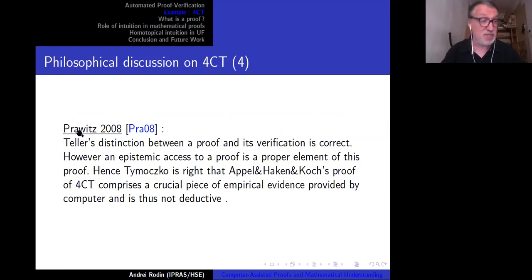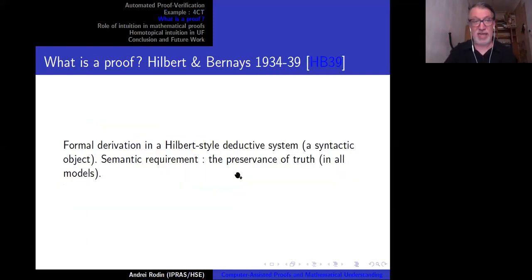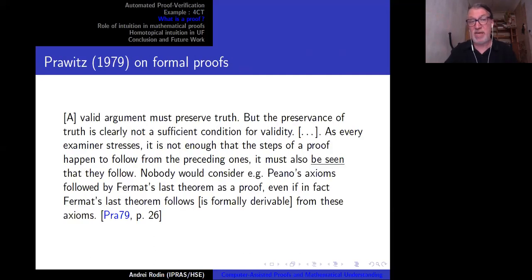And Dag Prawitz answered Teller's argument more recently, and he says that yes, the distinction between proof and verification is actually correct. We should distinguish these things, but a notion of proof that has no epistemic content just does not make sense, according to Prawitz. So what we should consider as a proof is both this ideal, say, syntactic object and all means of epistemic access to that object. And that is actually based on Dag Prawitz's general view about proofs.